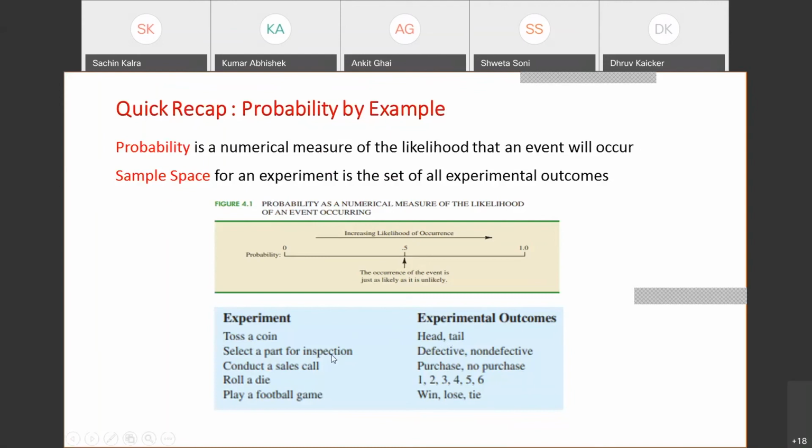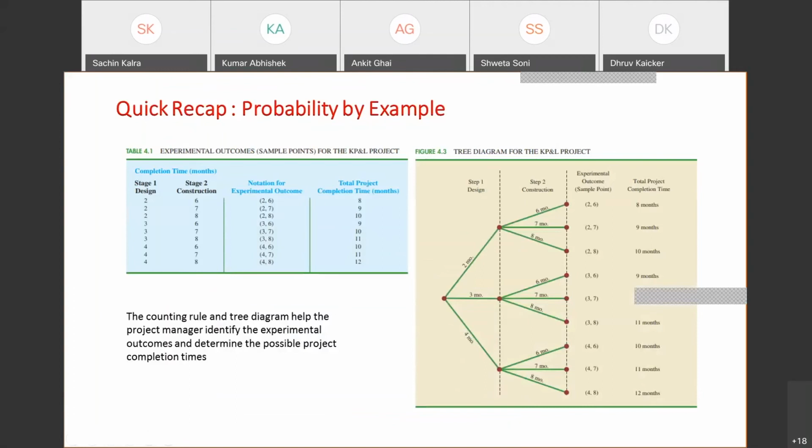Select a part for inspection. The part will be defective or non-defective. You conduct a sales call, it will be purchase or no purchase. You buy a stock, it will be profitable or not profitable. Sometimes it can remain at the same price, but that's highly unlikely. You roll a die, it could be 1 to 6. You play a football game, you win, you lose, or you tie. So for a stock as well, it could be profit, loss, and no gain.